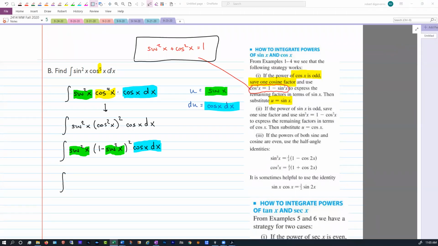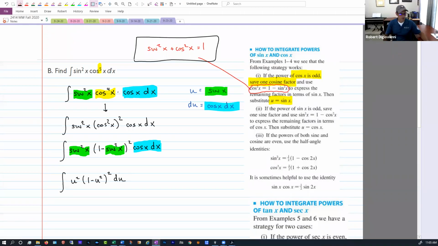Okay, so what's the new integral in terms of u? The new integral in terms of u will be u squared, parentheses, 1 minus u squared, and parentheses, squared du. Good. Now, how are you going to deal with that integral? Do you have an idea of how you can approach that one?